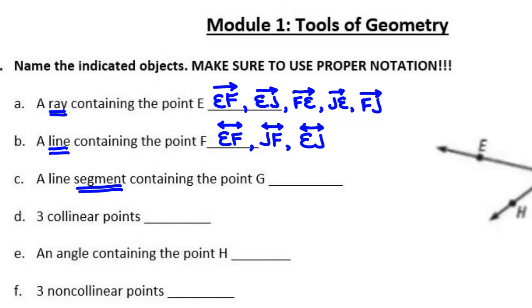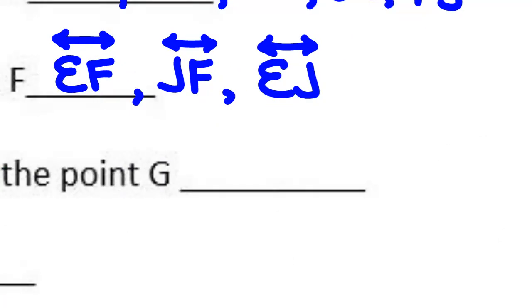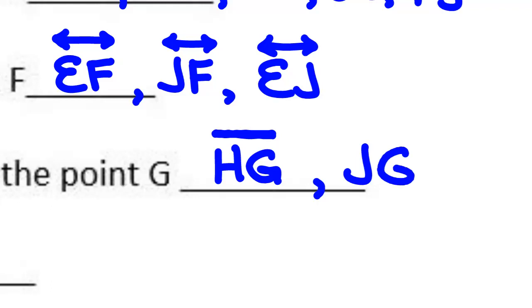Part C, a line segment containing the point G. We could have segment HG. It needs to have segment notation over the top. That's a dash with no arrows. Or we could have segment JG. Again, the order of the letters doesn't matter, so HG and GH are considered the exact same line segment.